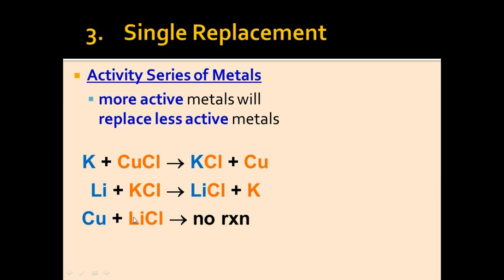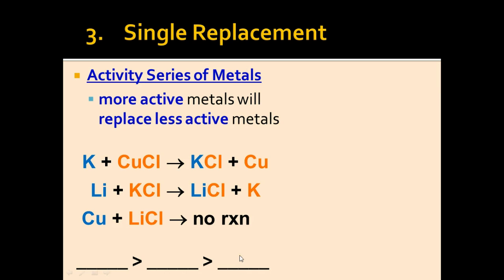So if you look at this, you can tell which metals are more reactive by comparing them. So definitely we know that potassium is more reactive than copper, and copper is less reactive than lithium. So if potassium is more reactive than copper and lithium is more reactive than copper, that means copper has to have the least reactivity.